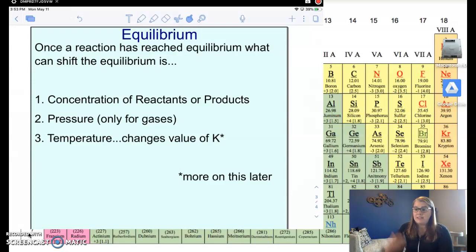Essentially, if you invite a stress into the environment, the equilibrium will shift in order to compensate for that stress. So by changing the concentration, removing or adding products or reactants, or changing the pressure of a gas, it'll shift. The only thing that can actually change the K value, and actually shift and change equilibrium, is temperature. So again, we'll talk more about that later.